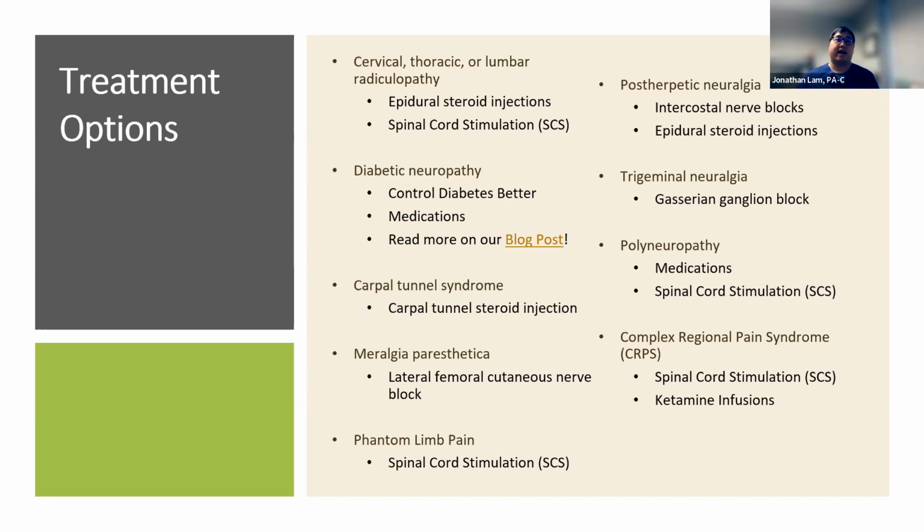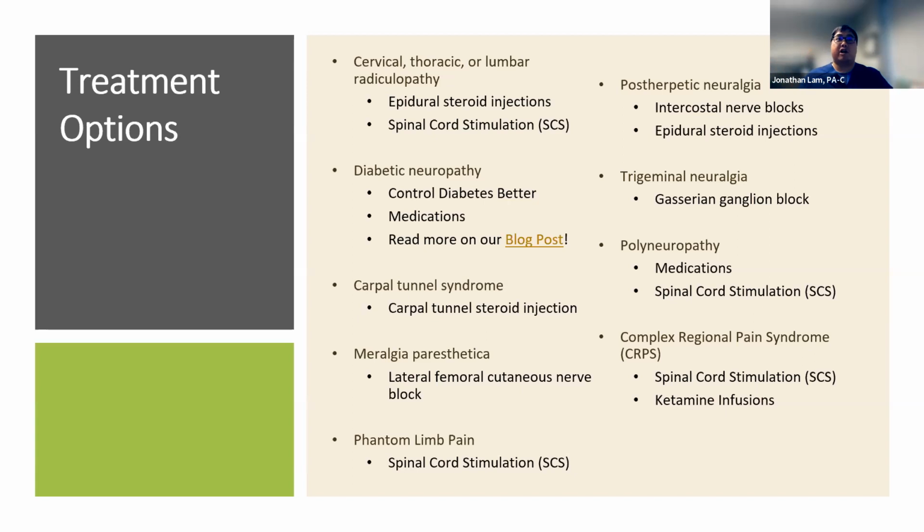For phantom limb pain, that's if you had an amputation and you still feel some of that neuropathic pain. Spinal cord stimulation is a great option for that. Post-herpetic neuralgia, that's for those shingles attacks that you still have pain afterwards. These are procedures we can do here with intercostal nerve blocks. And these are nerve blocks into the nerves that kind of go around the ribs. And we can also do epidural steroid injections into the epidural space, and it kind of helps cover a lot of the nerve inflammation from more of the center aspect.